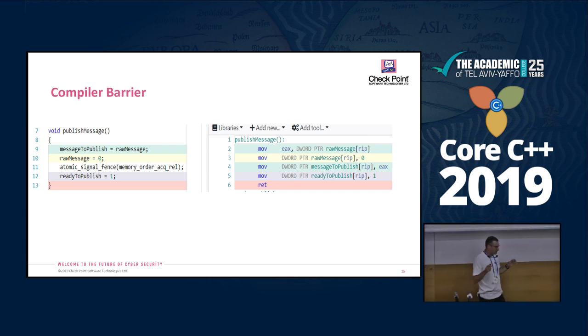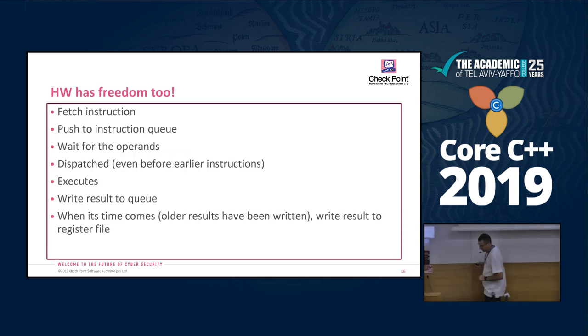Now, if you think that that's kind of annoying, because we look at the code and it looks correct, and we need to look at the assembly in order to see the problem, that's the easy part, because the CPU has freedom too. When we think about what the CPU does, our mental model is it takes an instruction, decodes it, fetches the operands, executes it, and writes the result. Then takes the next one, brings the operand, executes it, and writes it. That's not really what happens in a modern CPU.